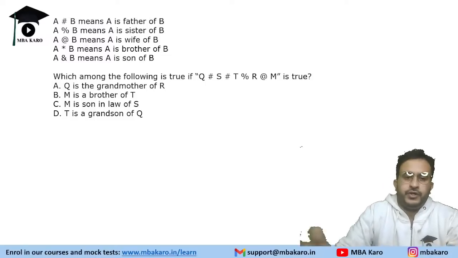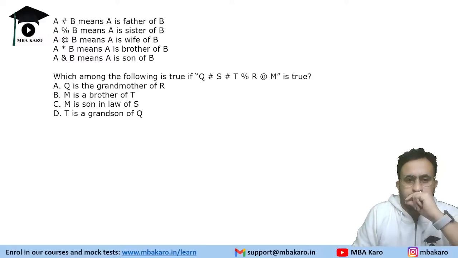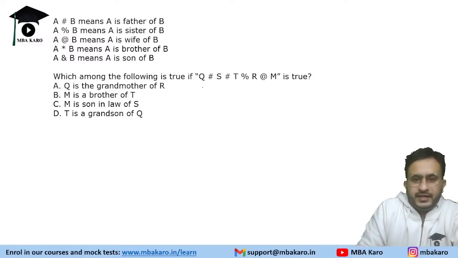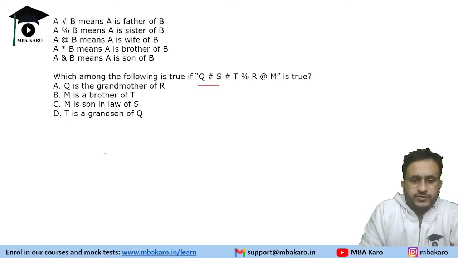So which of the following is true? So we will make a tree. Q dash means father of S. So Q is father of S. S is father of T. Right? So Q is a male, S is a male, and T is here.